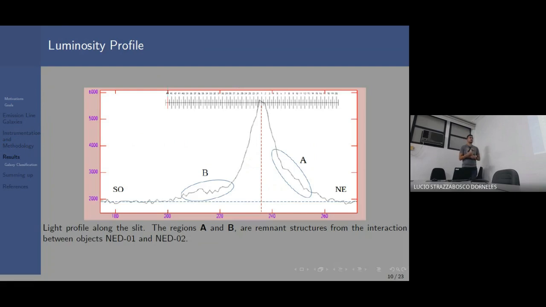Here we have the luminous profile of this galaxy. It should be like a Gaussian, but it does not appear like a Gaussian. We have two structures, region B and region A, that can show remains of interaction with the main body of the object.